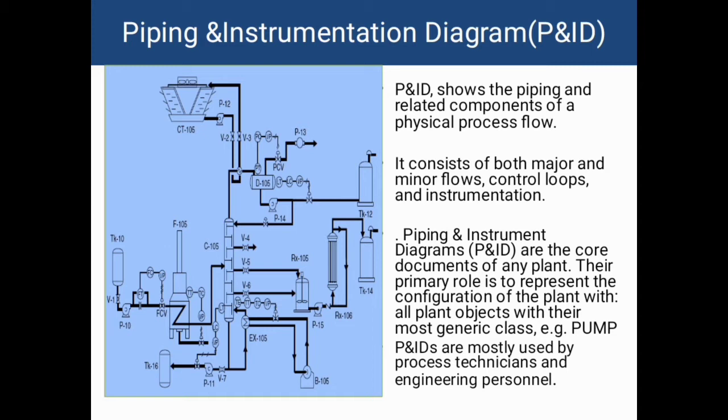So when you are entering as a graduate engineer trainee in a plant, you will be asked to first read the plant layout, then you have to read the process flow diagram. The next level you should go to the P and ID. Once you are thorough with P and ID, you will become the master of that plant.